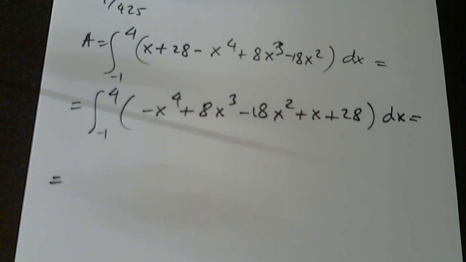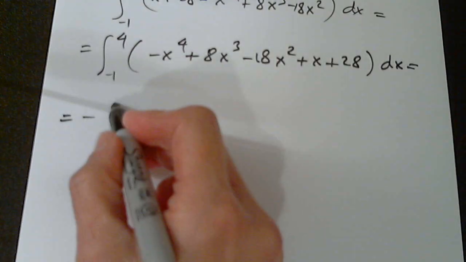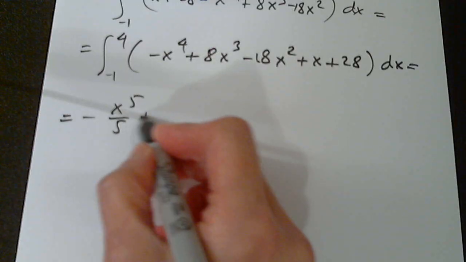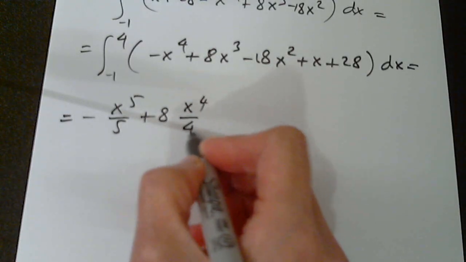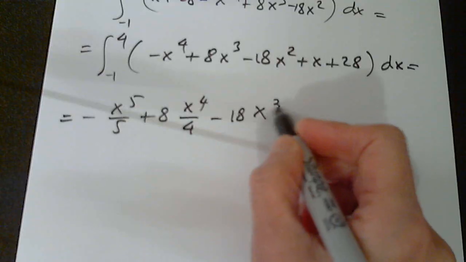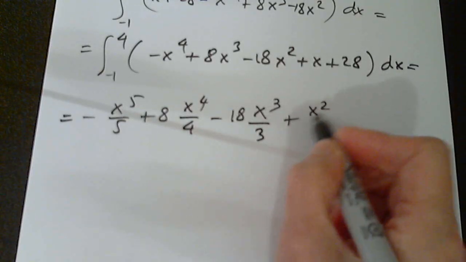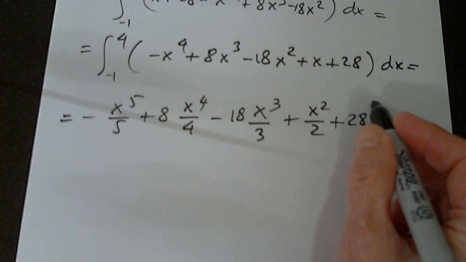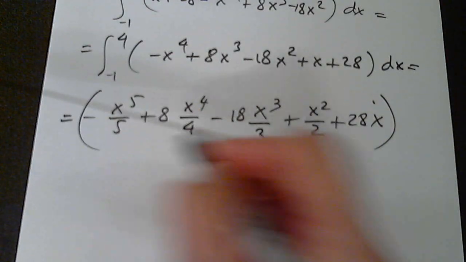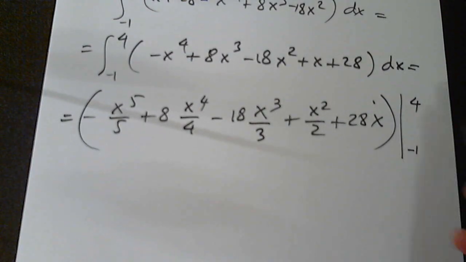Okay. So now the antiderivative: negative x to the fifth over 5 plus 8x to the fourth over 4 minus 18x to the third over 3 plus x squared over 2 plus 28x from -1 to 4.